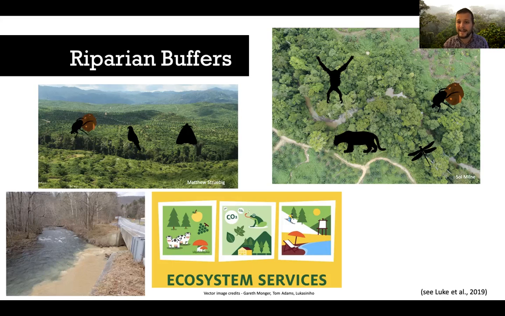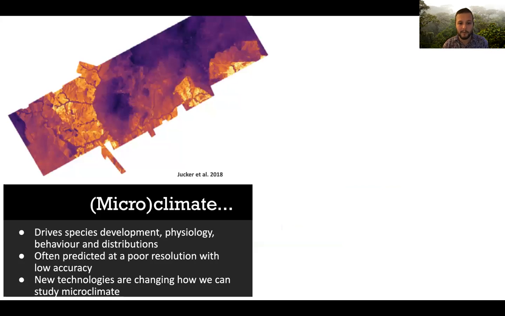But what we don't know anything about is the microclimate of these riparian buffers. Now, why would we want to know about that at all? Well, microclimate, or climate more broadly, is known to drive species development, physiology, and behavior, and through those, it will also drive species distributions. But it's often been predicted at poor resolution and with low accuracy. But this is rapidly changing as new technologies come out.